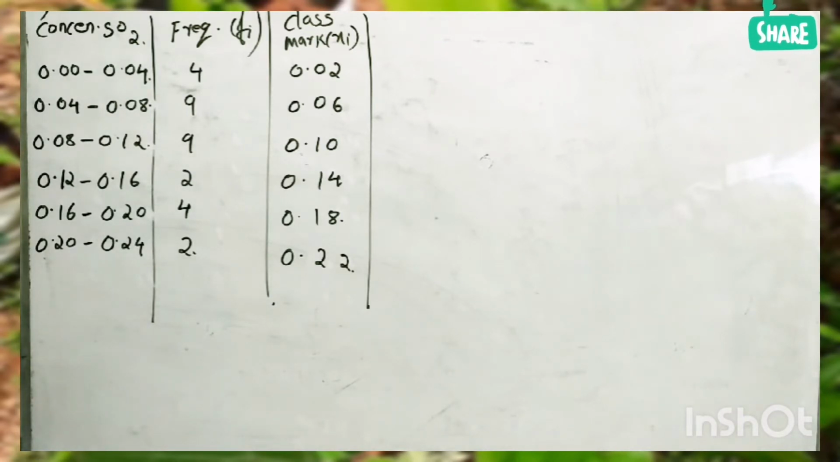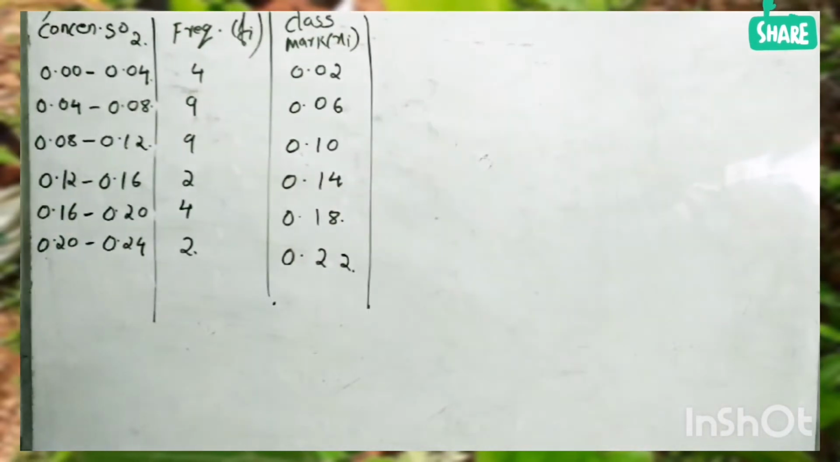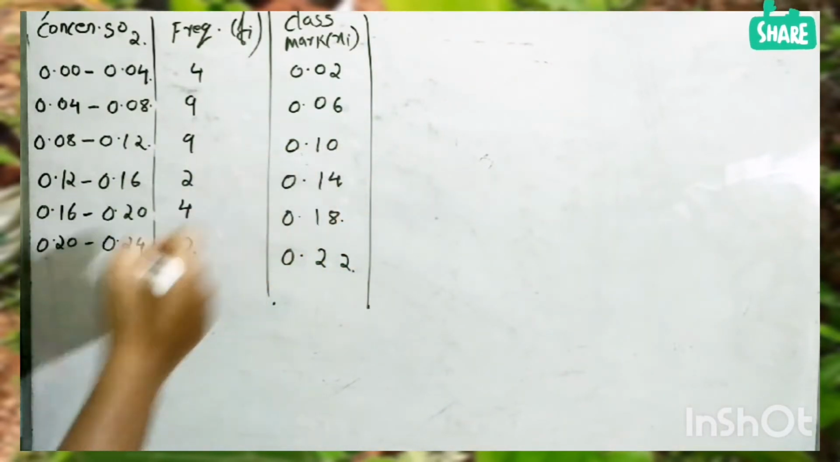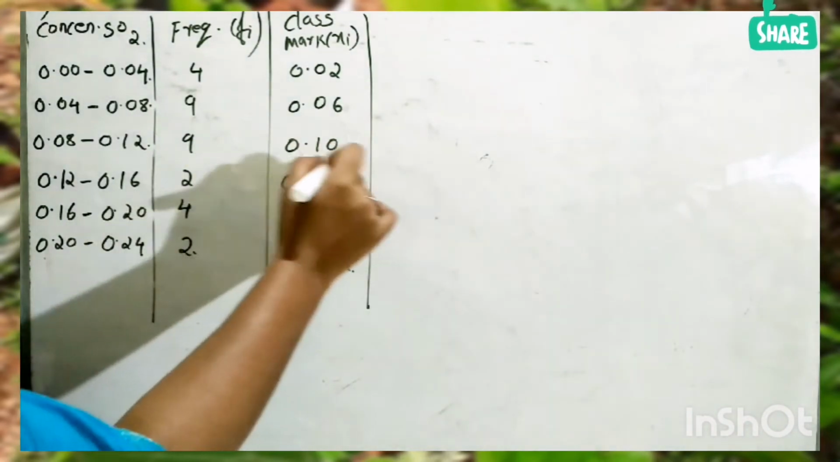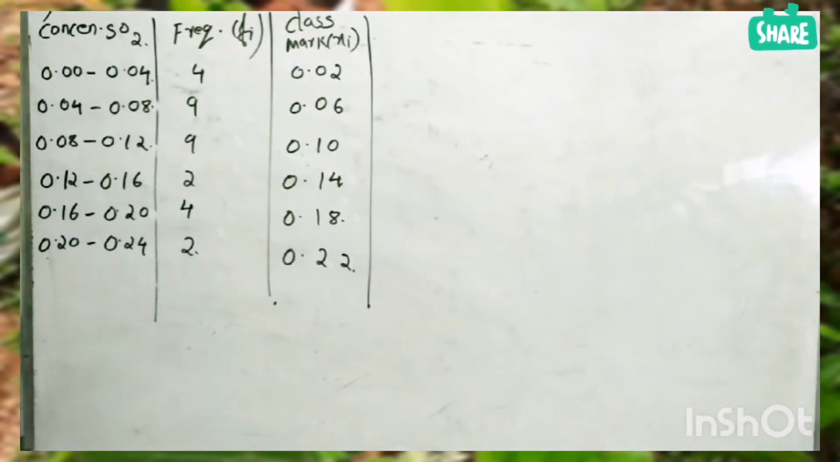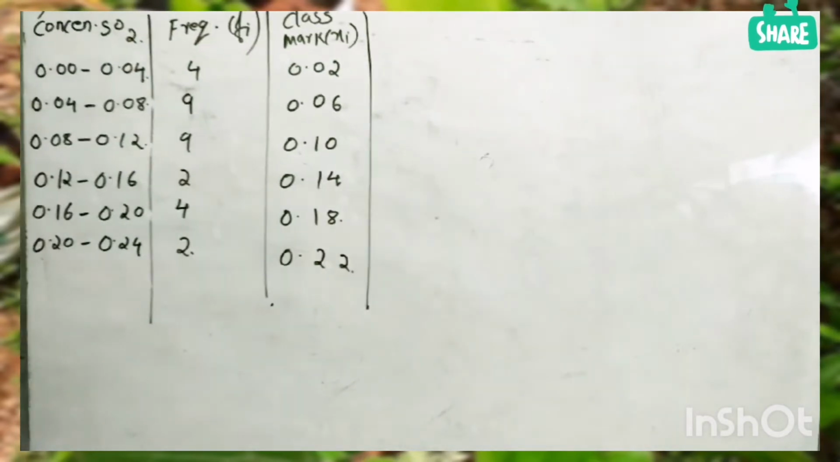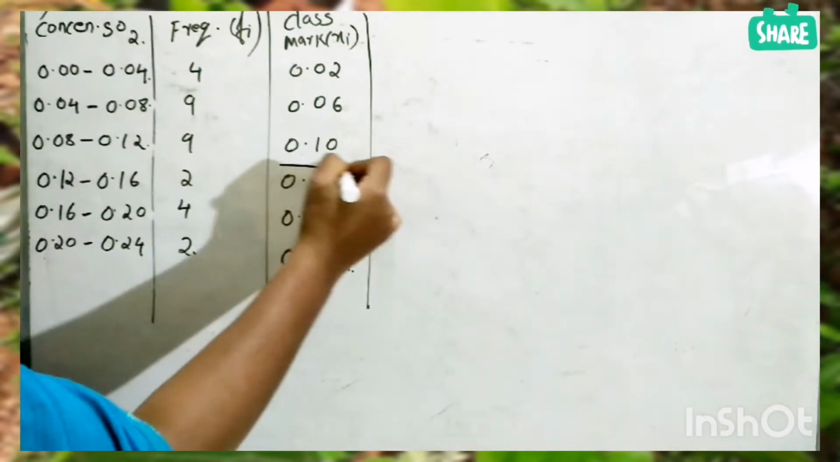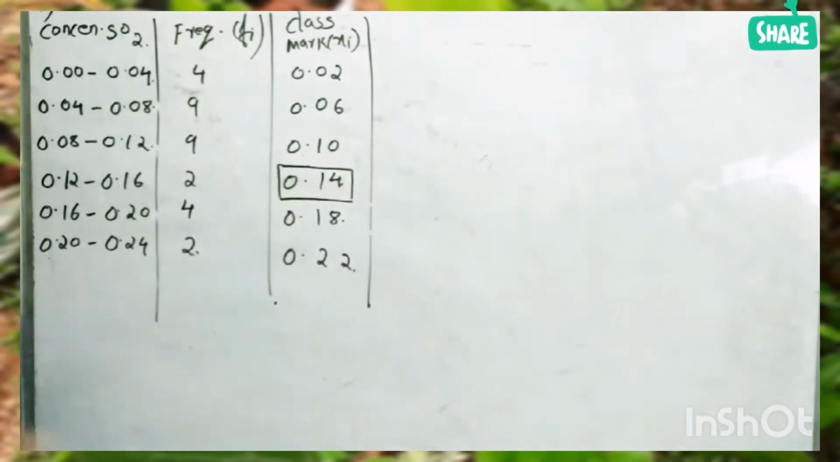I'm going to do it by using the assumed mean method. So I need to find the value of fi di column. Since we have 6 classes, we don't have any middle value. Either you can choose 0.10 for your A, or 0.14. As I said in the first video, you can choose any value from the xi column as your A, no problem. So I'm going to choose 0.14 as my A.